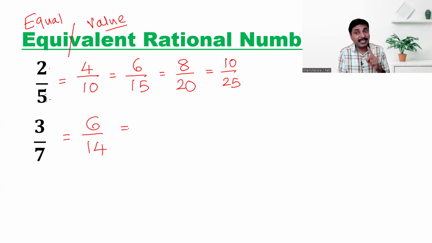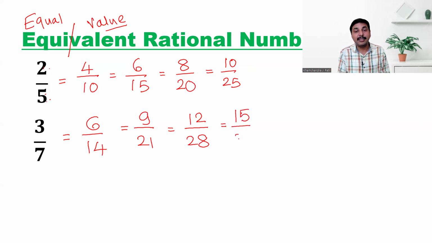Yes. So tables are important hai. So if you multiply 3 by 7 by 3, you will get 9 by 21. Now if you multiply 3 by 7 by 4, you will get 12 by 28. And if you multiply 3 by 7 by 5, you will get 15 by 35. I hope you people are getting this.